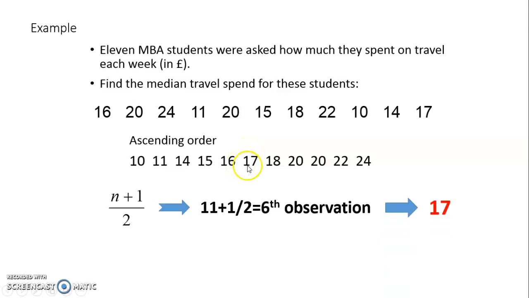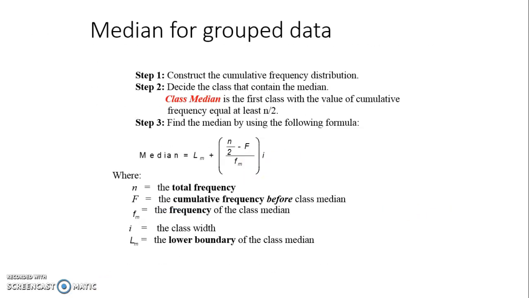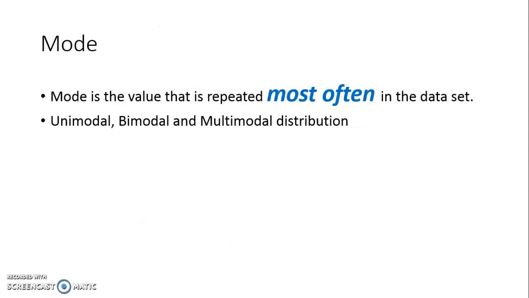Now here, we can notice that 5 observations lie below 17 and 5 observations lie above 17. So that means 50% of the observations lie below 17 and 50% lie above 17, which makes 17 the middlemost position. This is the median for the group data, which again would be dealt in the online video conferencing classes.